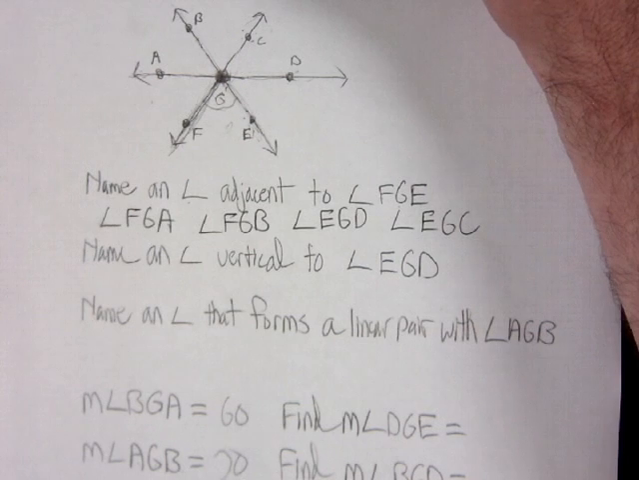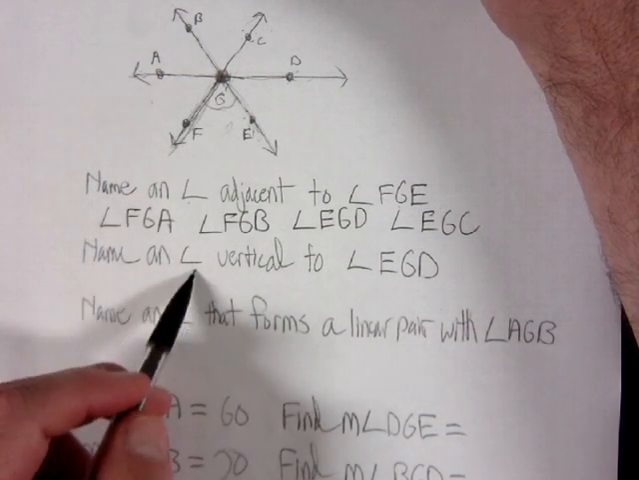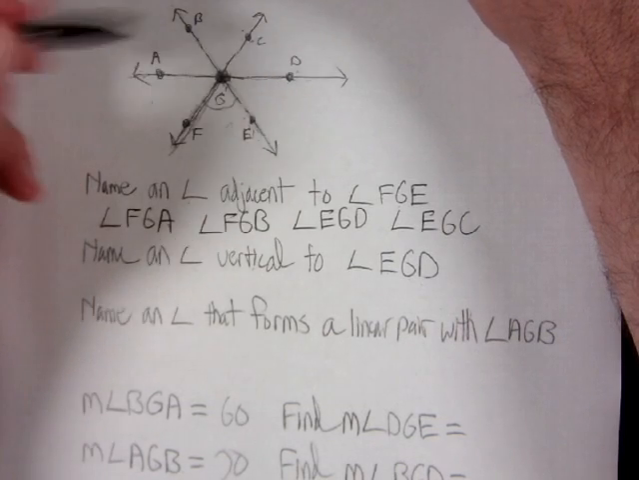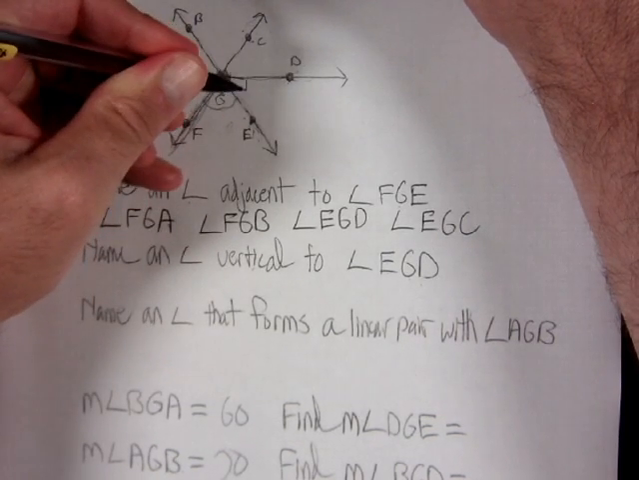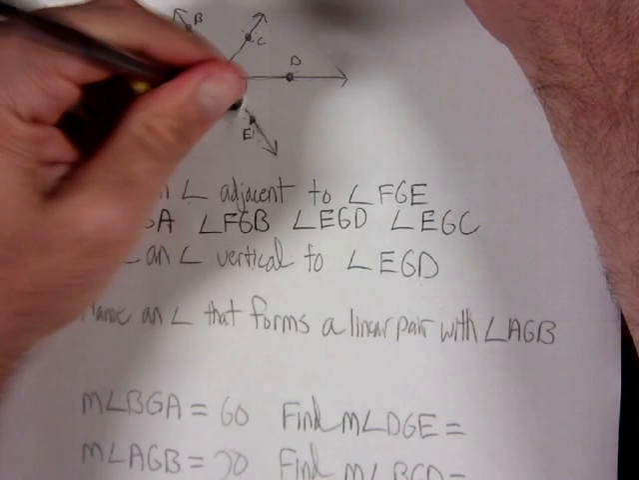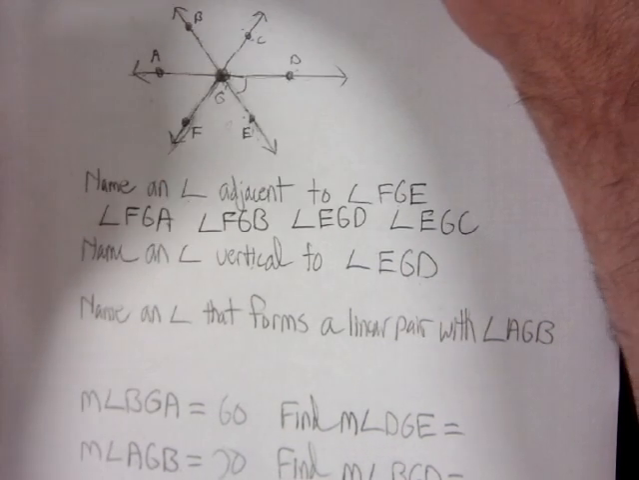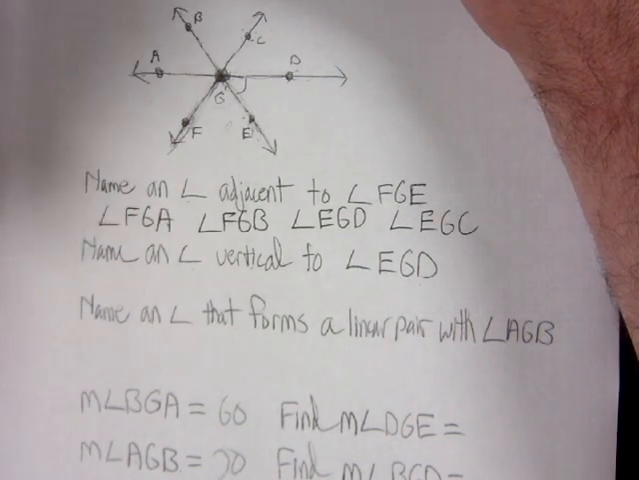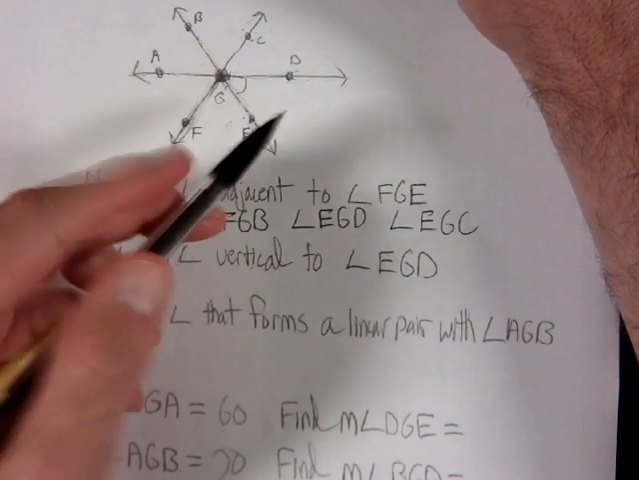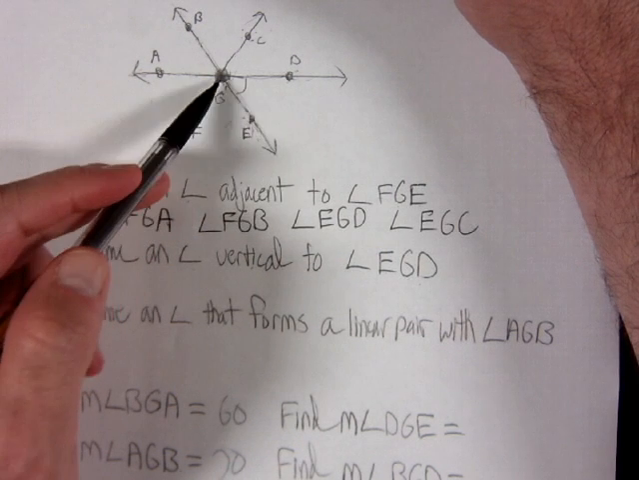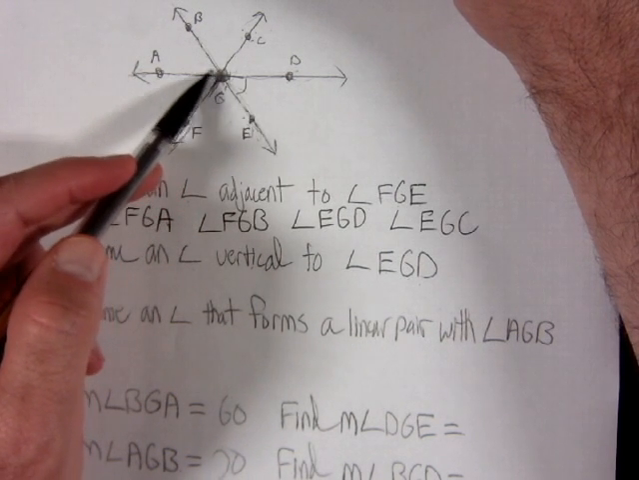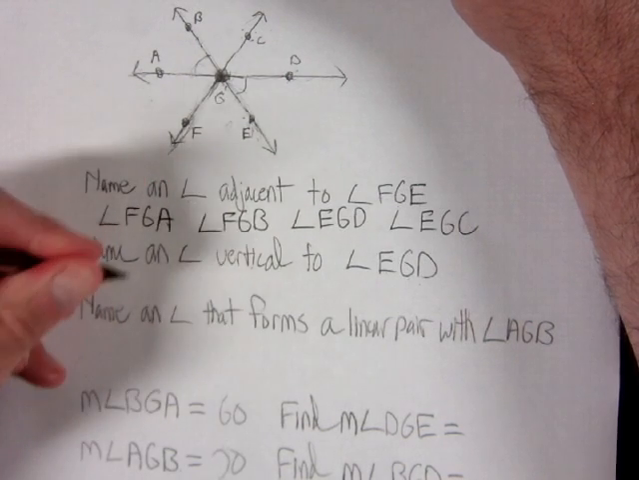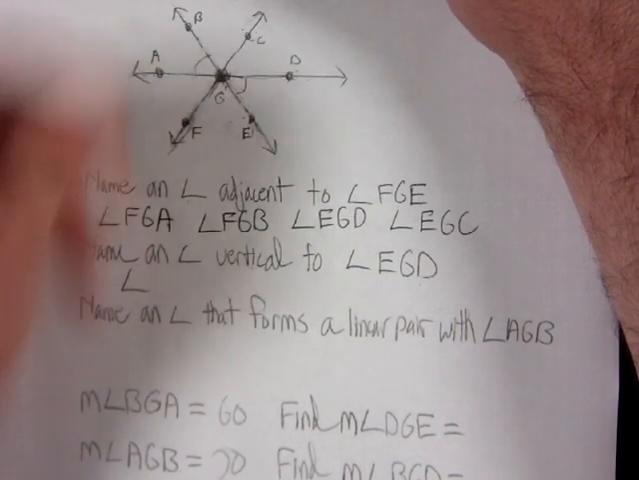Okay, so let's move to the next question. It says name an angle vertical to EGD. All right, so let's locate angle EGD. EGD is here, so this is the one that we're looking at now. And remember, your definition of vertical angles are 2 angles that are formed on opposite sides of intersecting lines. So if I wanted the angle that was vertical to EGD, then I would trace this angle straight back, and this would be the angle that's on the opposite side. So I would call that angle AGB.